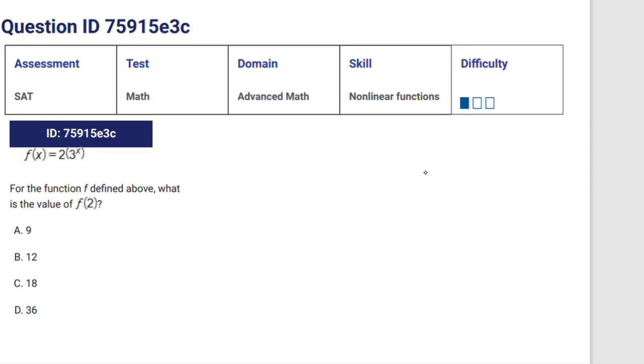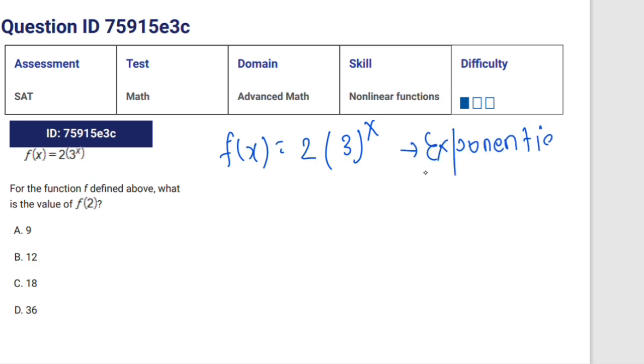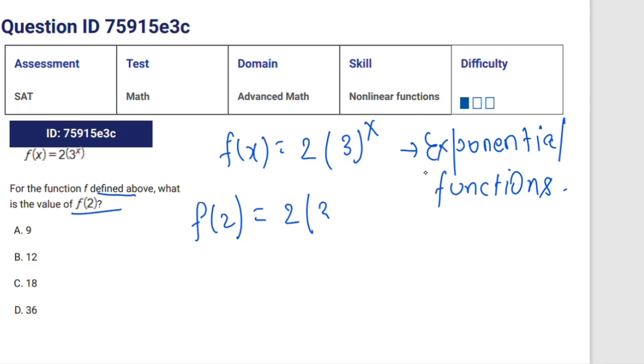The function f(x) equals 2 times 3 to the power x. Alright, as we see, this is an exponential function. It's asking, for the function f defined above, what is the value of f(2)? So f(2) is equal to 2 times 3 to the power 2, putting x equal to 2. So 2 multiplied by 3 squared, which is 9, and this would be 18. So C is our right answer. Next.